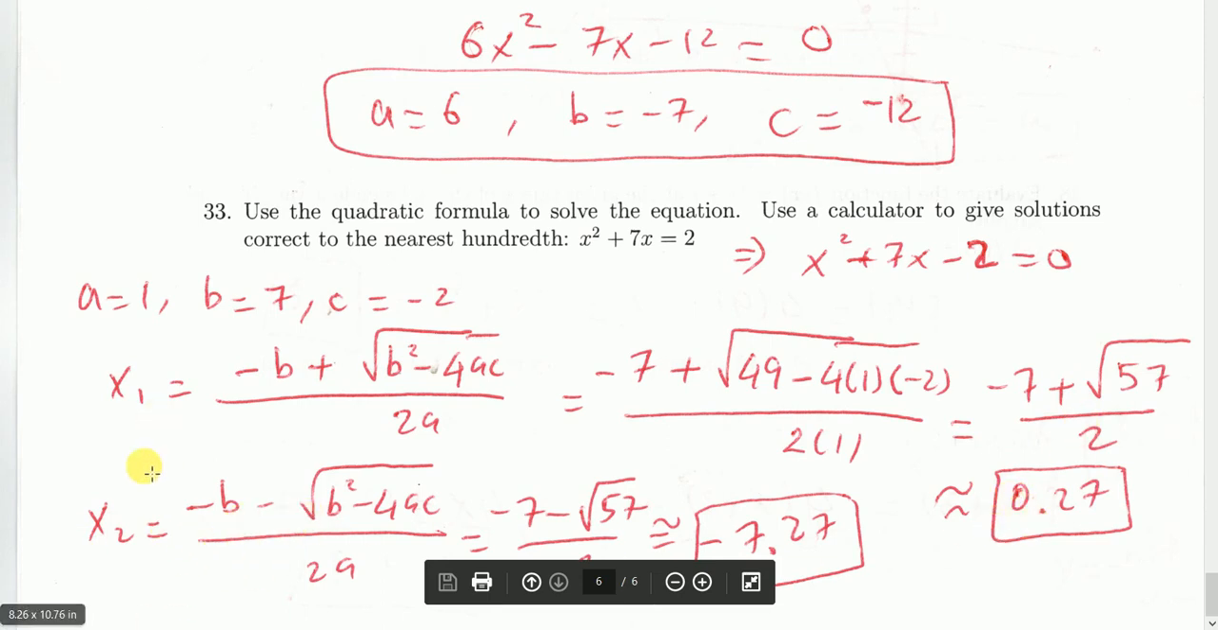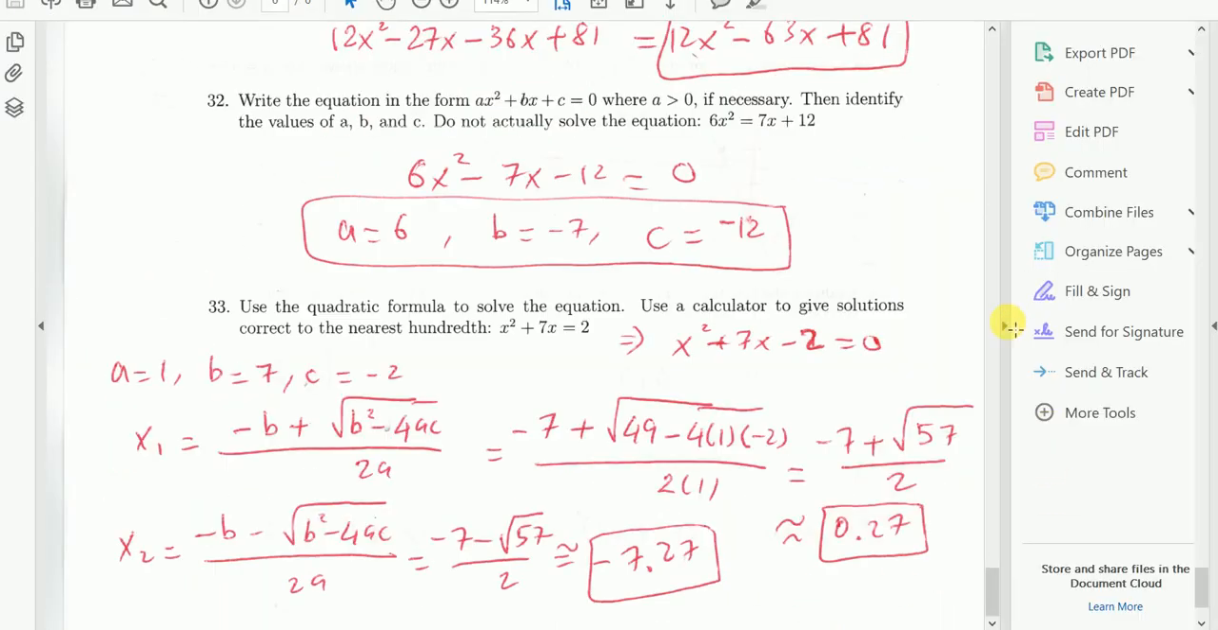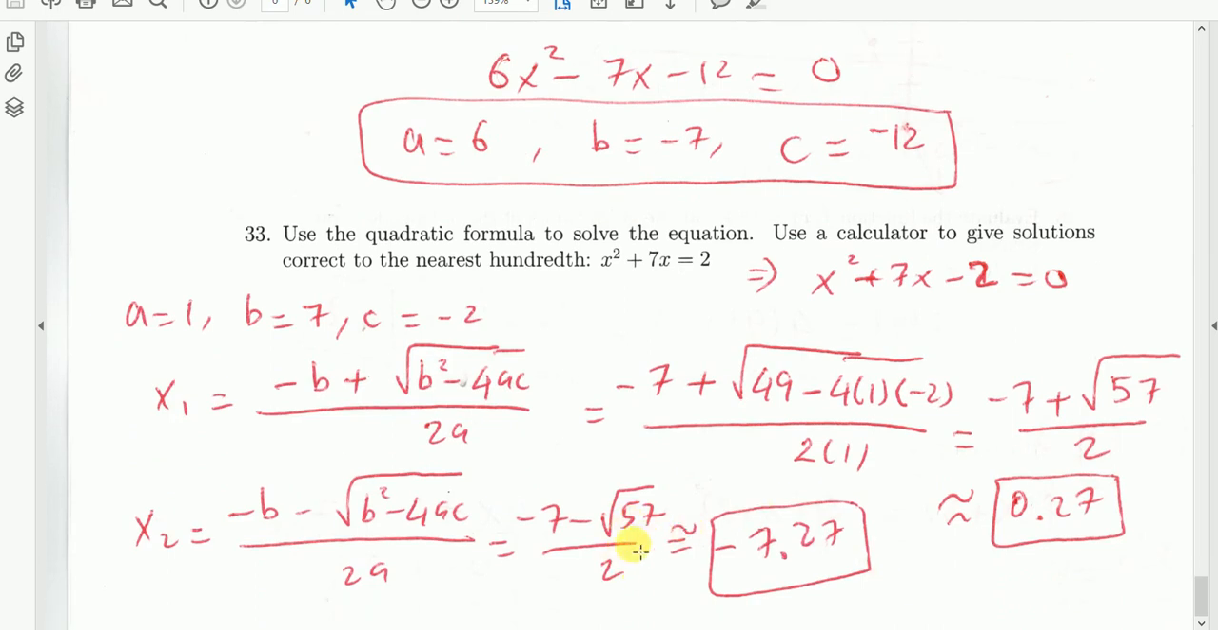Similarly, we're going to find x2, which is just changing the plus sign here into the minus sign. So instead of having minus 7 plus the square root of 57, we have minus 7 minus the square root of 57, and then divide by 2. If you plug this into the calculator, it will give you the value of minus 7.27. We round to 2 decimal places because we want the nearest hundredth. So the two solutions are 0.27 for x1, and x2 is minus 7.27.